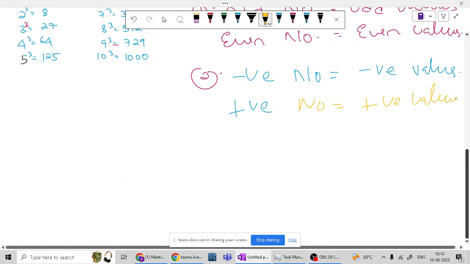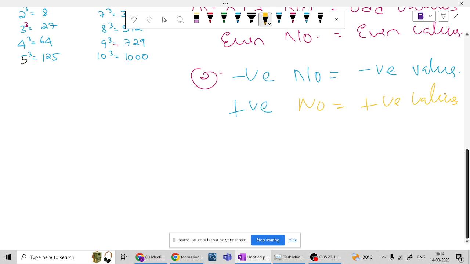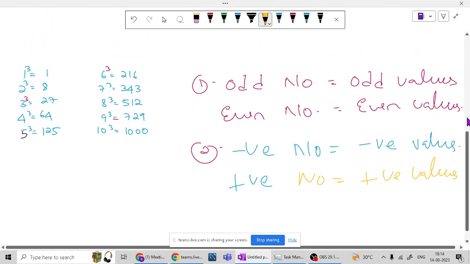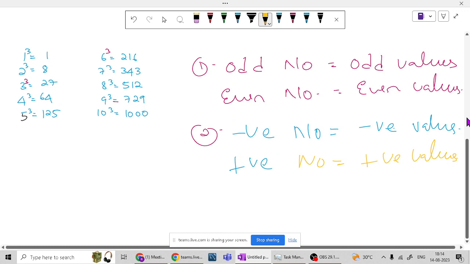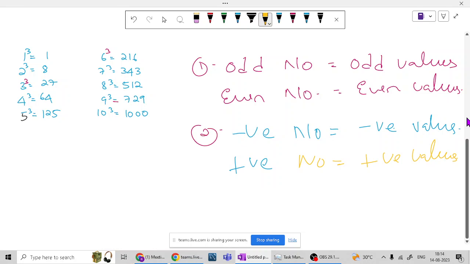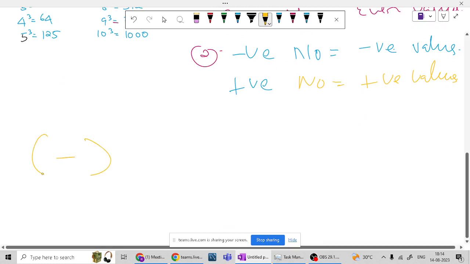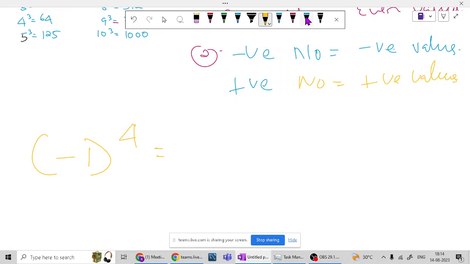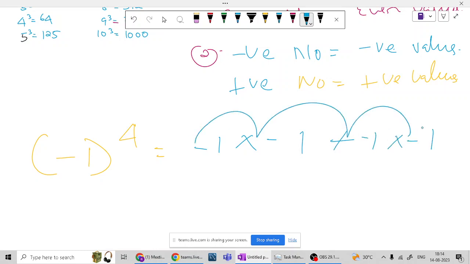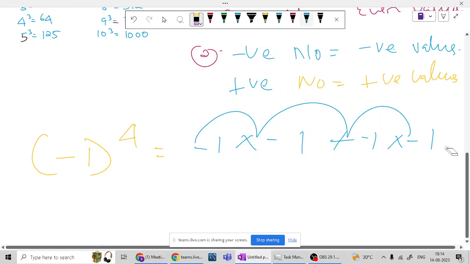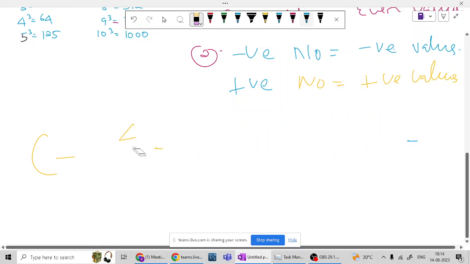You don't have to write this down. You have to understand the concepts. Don't try to memorize all this. What about the fourth power of a negative number? If you multiply minus 4 times, what do you get? Positive. Minus 1 into minus 1 into minus 1 into minus 1: minus into minus is plus, and again minus into minus is plus, plus into plus is plus.